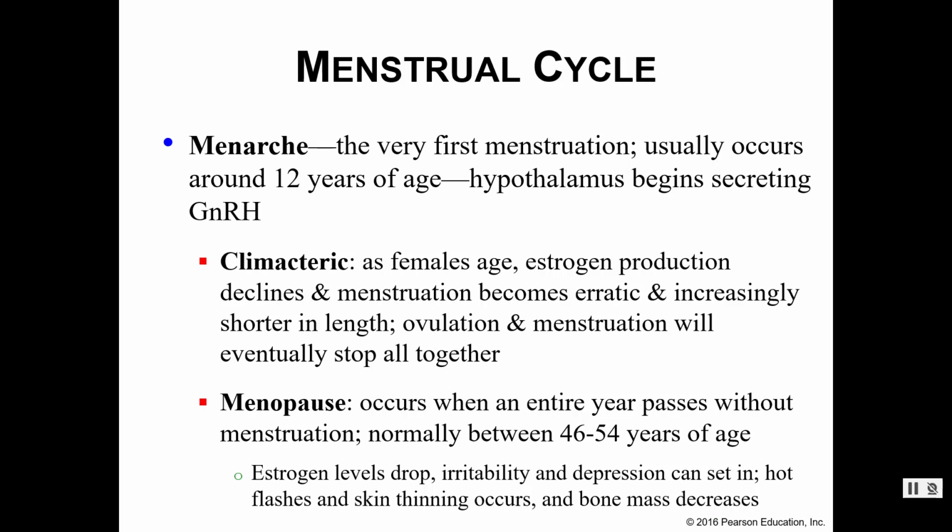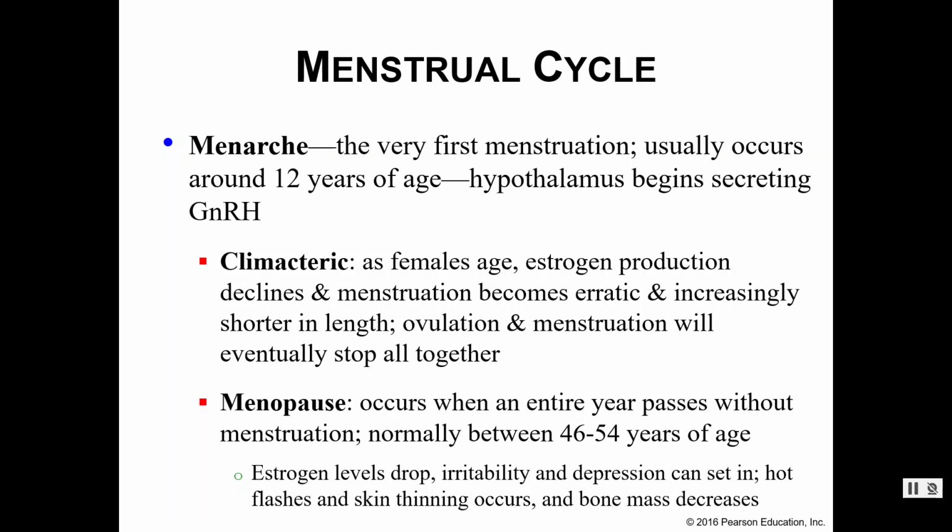In this recording we'll discuss the menstrual cycle. The very first menstruation that a female experiences occurs approximately around 12 years of age and is known as menarche. This whole process starts because the hypothalamus begins secreting gonadotropin releasing hormone, or GnRH. Okay, so that's kind of the trigger for the whole process.